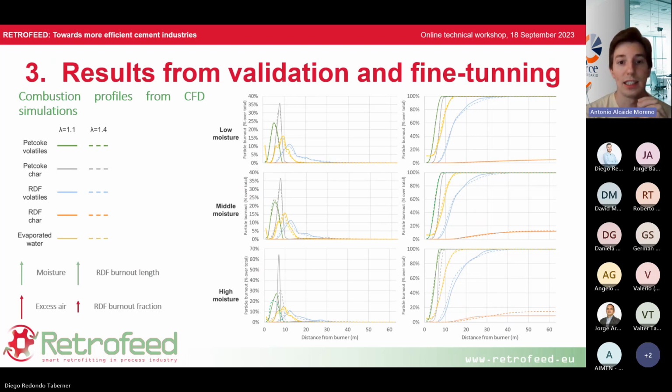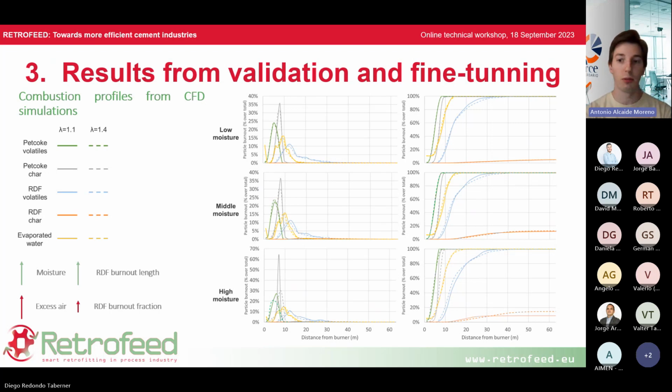On the right side, we can see the percentage of each of the introduced fuels, petcoke and RDF, that are converted into volatiles, fixed carbon, and moisture released to the gas phase all along the burner. These profiles are later introduced into the one-dimensional model and added to the energy balances, species balances, and mass balances.